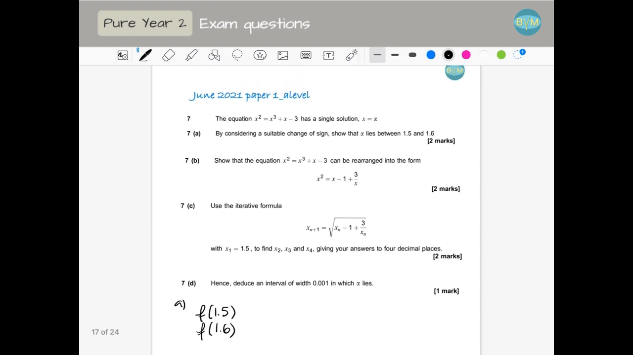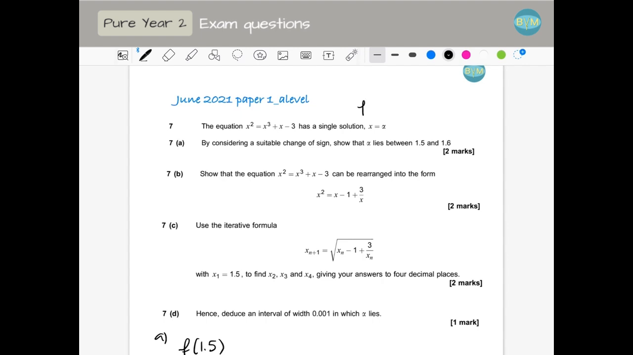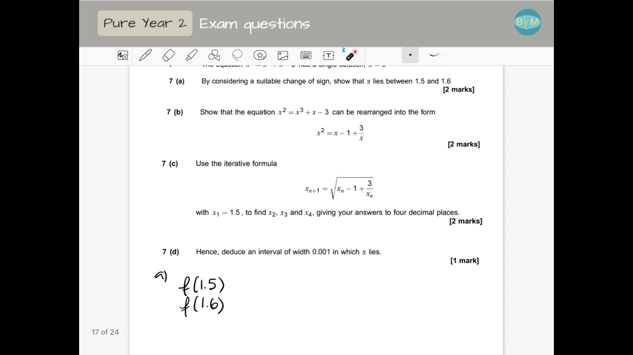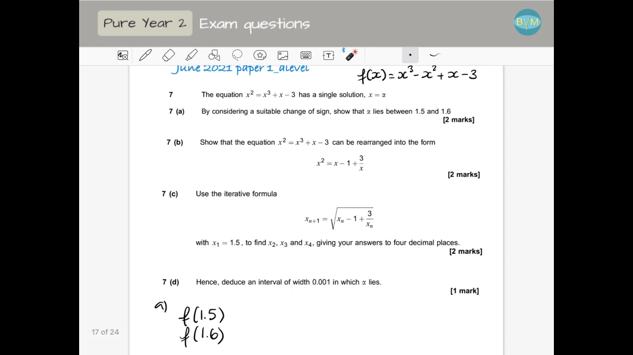And for that, you have one equation, which is this one. We can consider the function, just rearranging. So my f of x is going to be x cubed minus x squared plus x minus 3. This function comes from making this equation equal to 0. I'm just moving the x squared to the other side. So what I'm going to do is find f of 1.5, substituting here, and then 1.6.